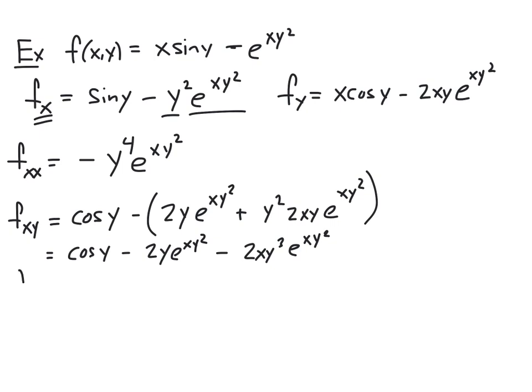So now let's compute fyx. Now we're going to turn our attention to f sub y and differentiate in terms of x. The derivative of the first function is just 1 times the cosine of y.